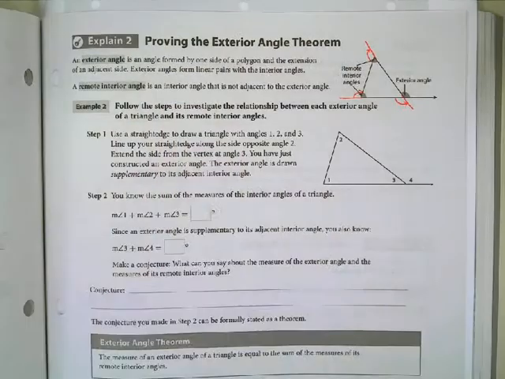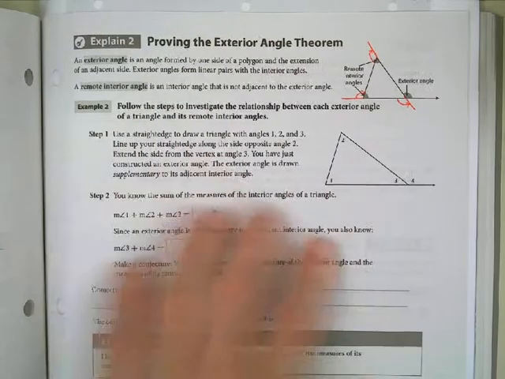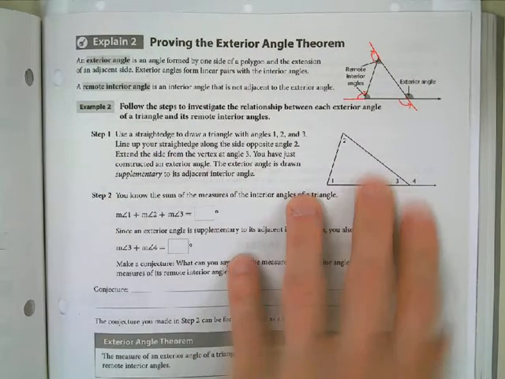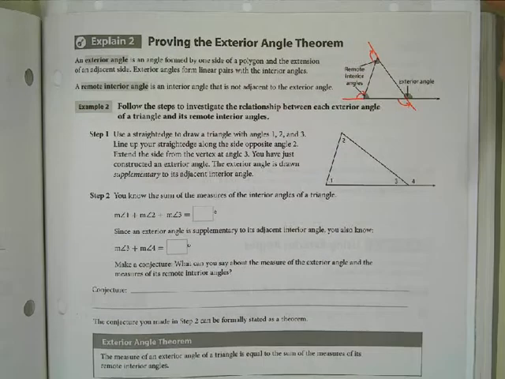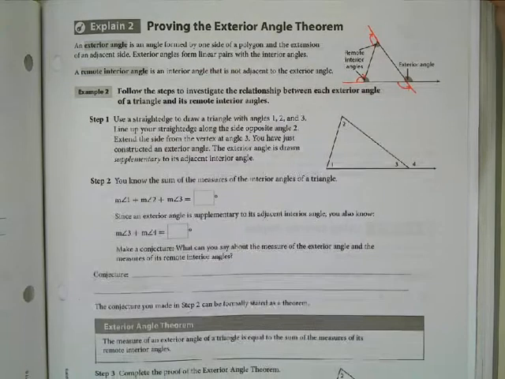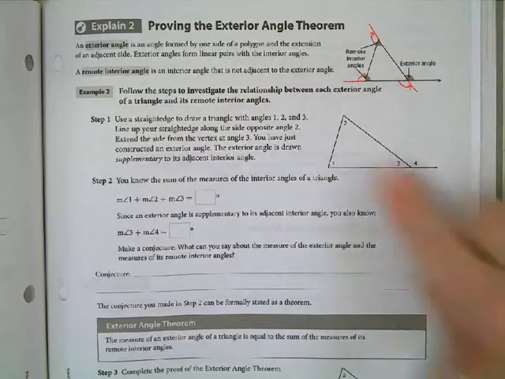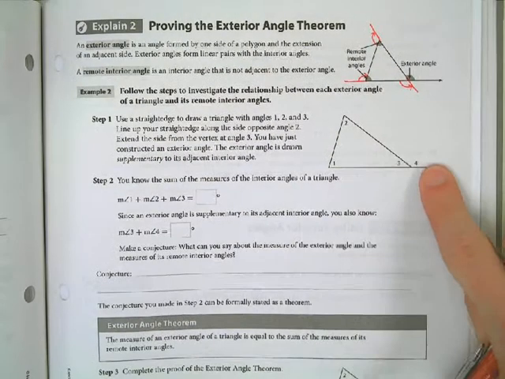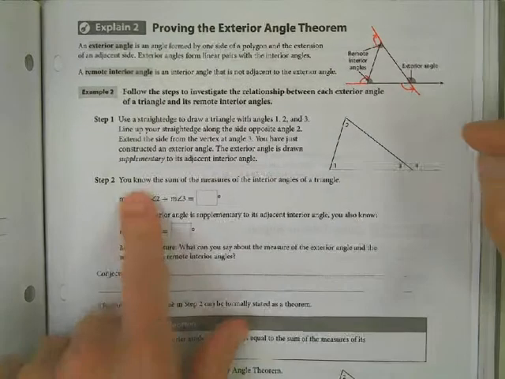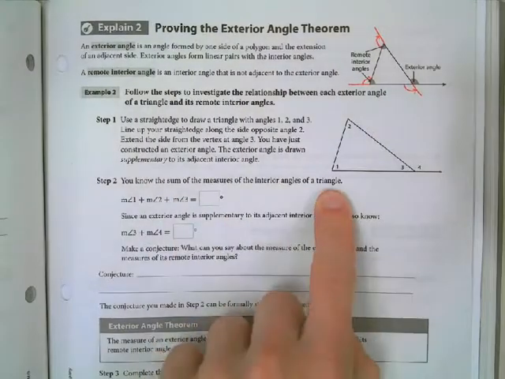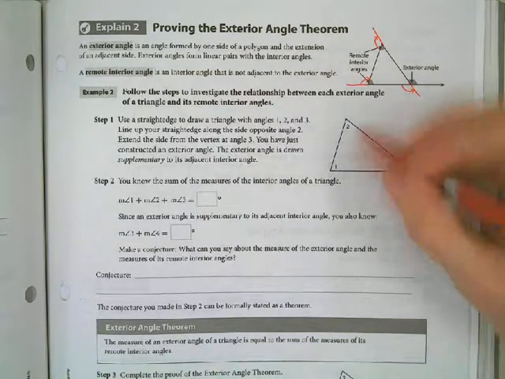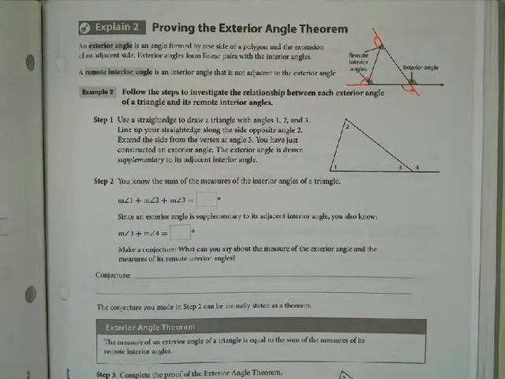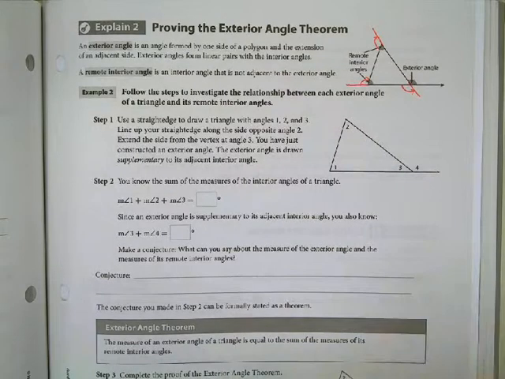So let's go through these steps. It has us using a straight edge to draw a triangle, but we're just going to use the picture they gave us right here, because it's already handy. Here we have a triangle drawn for us with an exterior angle already constructed. We know the sum of the measures of the interior angles of a triangle. So the measure of angle 1 plus the measure of angle 2 plus the measure of angle 3 has to be what, Melissa? 180 degrees. You got it.